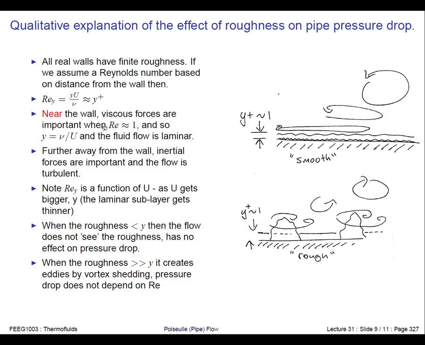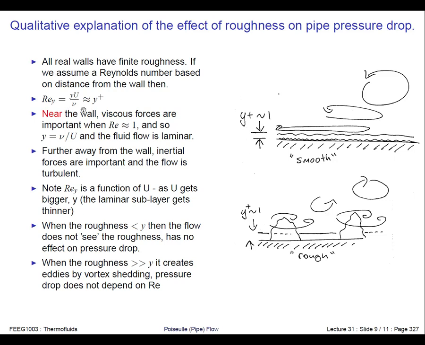So the way to think about this is, when my Reynolds number is small, that means viscous forces are really important. And when my Reynolds number is really big, it means that inertial forces are important and my flow is going to be turbulent. So when y is really small, my Reynolds number is going to be really small and my flow will be laminar. And as I go further away from the wall, my flow gets more and more turbulent, characterized by this increase in the Reynolds number.